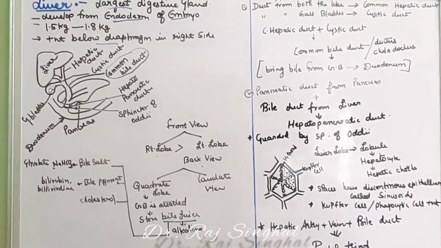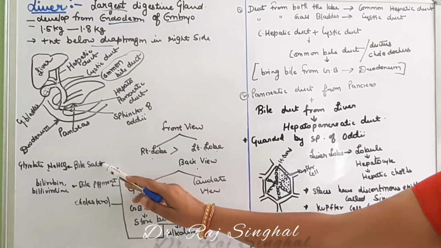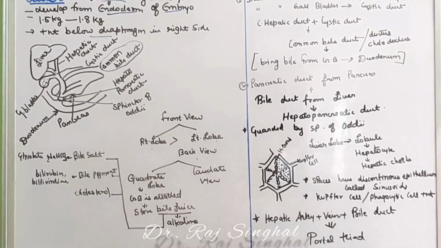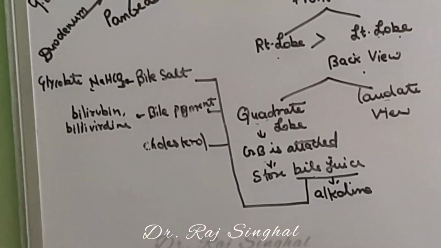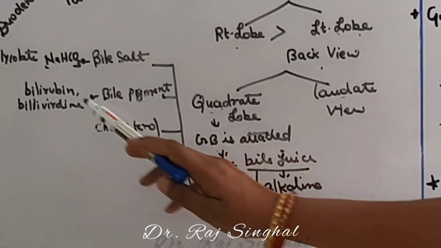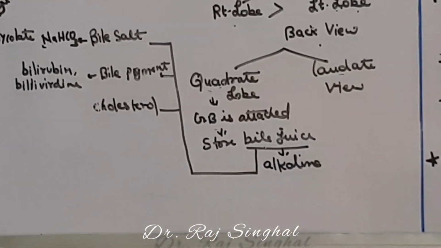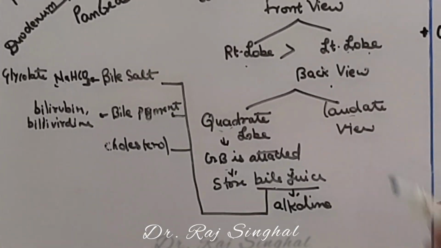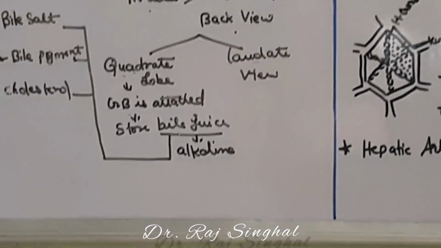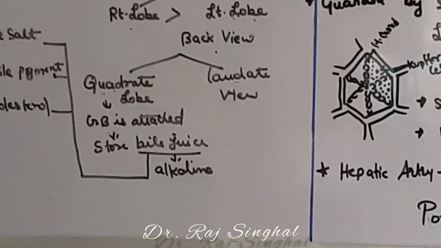This bile juice is alkaline in nature. It contains bile salts, bile pigments and cholesterol. Bile salts are like sodium bicarbonate, glycolate, etc. Bile pigments are like bilirubin and biliverdin, which give yellow color to the fecal matter. Bile juice plays a very important role in making the medium alkaline, which is necessary for the enzymes coming from the pancreas to work.